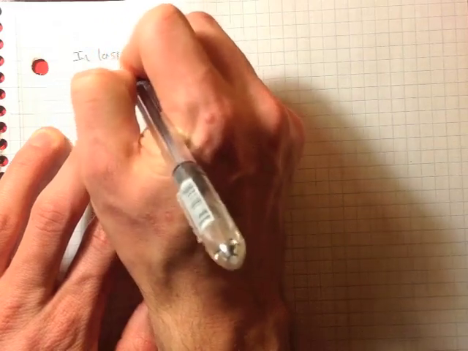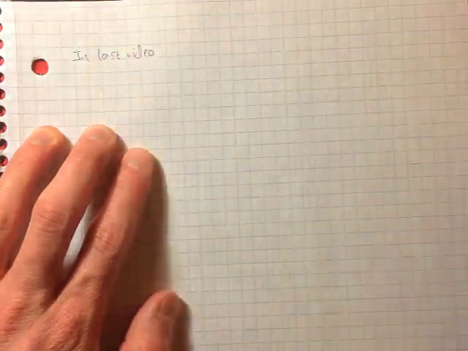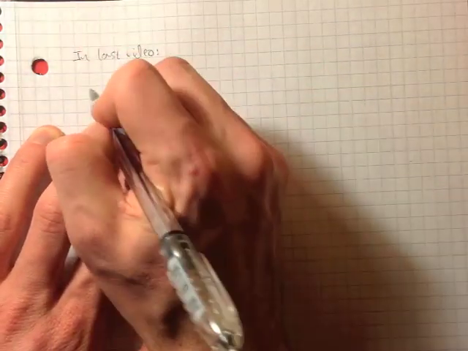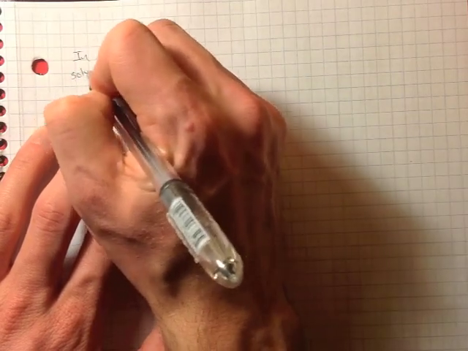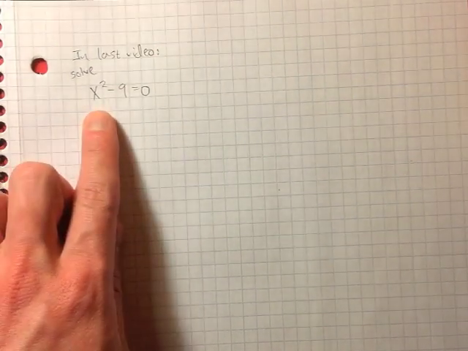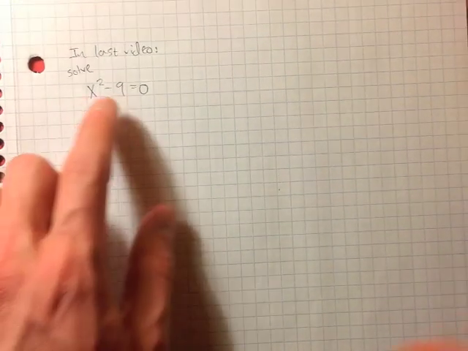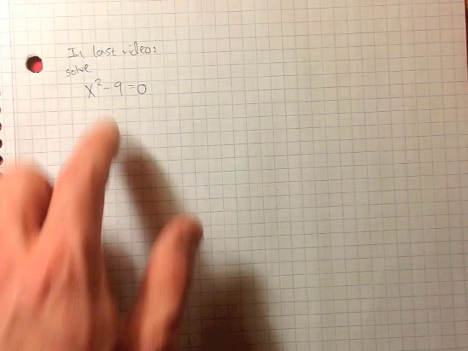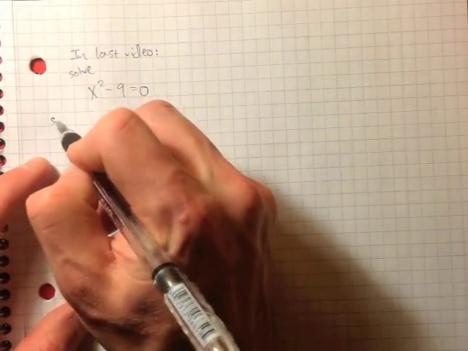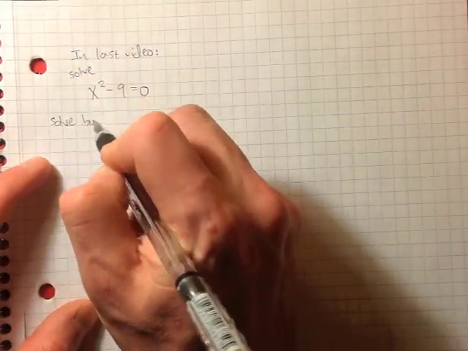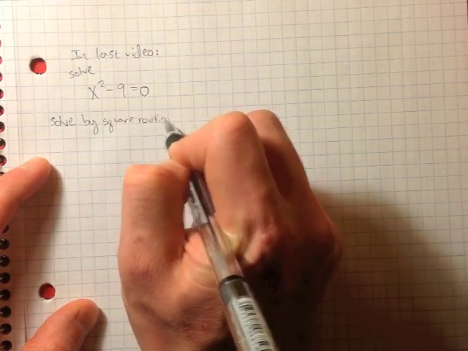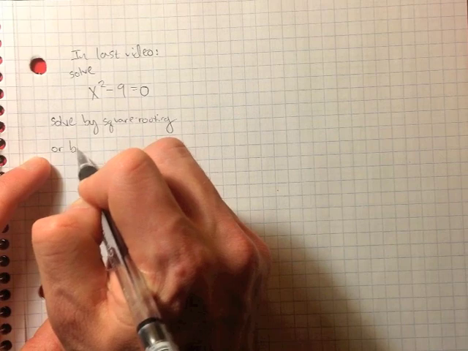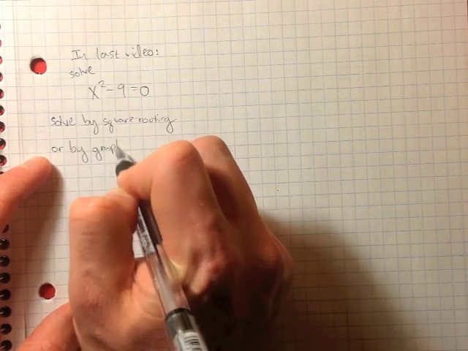In the last video, you learned how to solve equations like this. Let's say x squared minus 9 equals 0. If you were asked to solve that equation, you now know how to solve it. All you have to do is add 9 to both sides and then square root, right? You can solve this type of equation by square rooting. Or you could solve it by graphing. Either way will work.